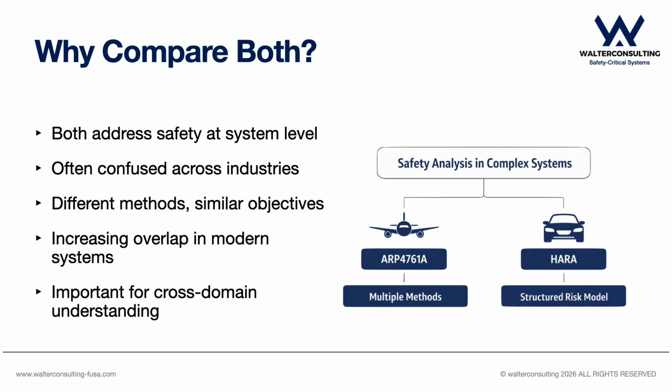Why should we compare ARP4761A and HARA? Both approaches address safety at system level, but they come from different industries. ARP4761A is used in aerospace. HARA is used in automotive. Because of this, they are often seen as completely separate, but in reality, they share similar objectives. Both aim to identify hazards and reduce risk. At the same time, they use very different methods. Understanding these differences is important, especially as systems become more complex and interconnected.